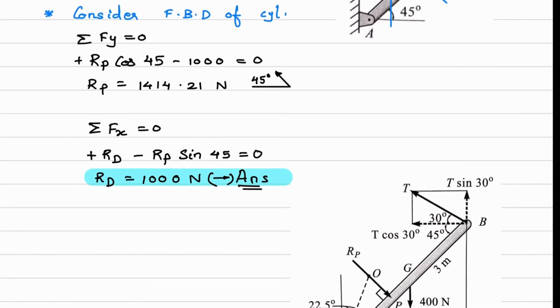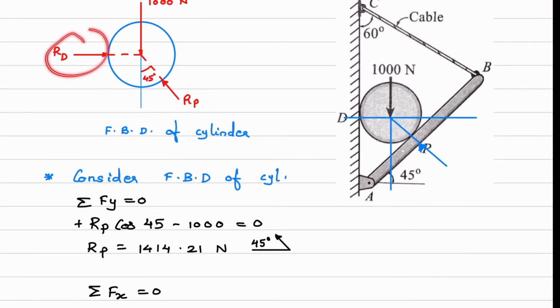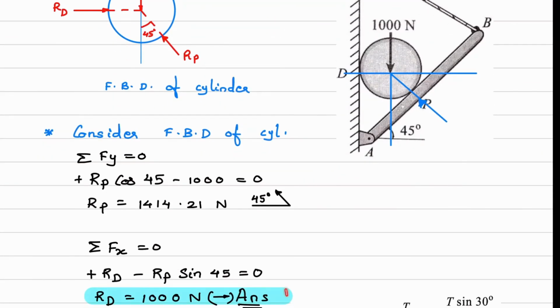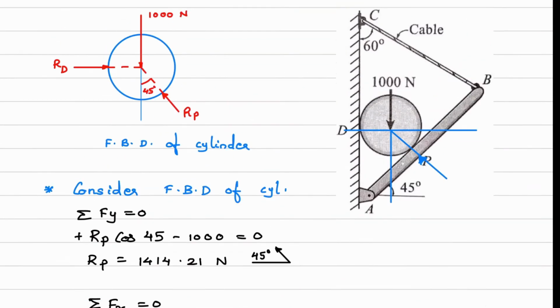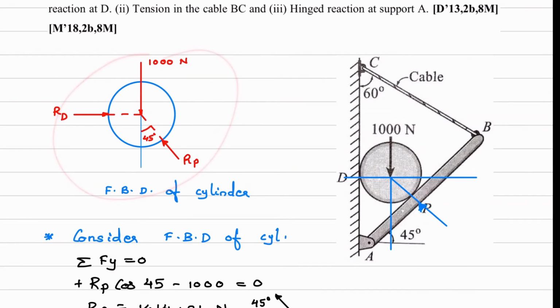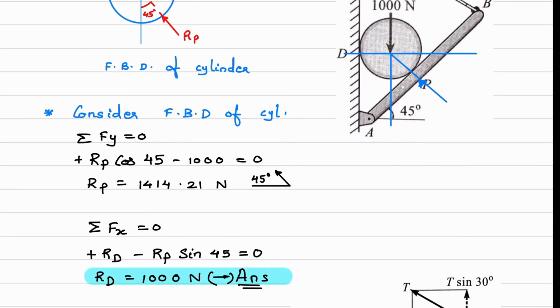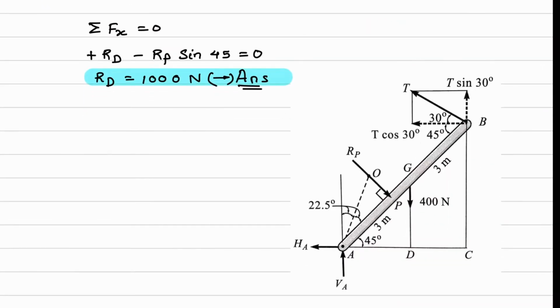Okay, as shown in the FBD, since our answer is correct, the assumed direction is correct. As I told before, since here we have 3 forces, you can even use Lami's theorem. But you should know the other method also, so that is why I have used summation Fy and summation Fx equal to 0. Okay, next.